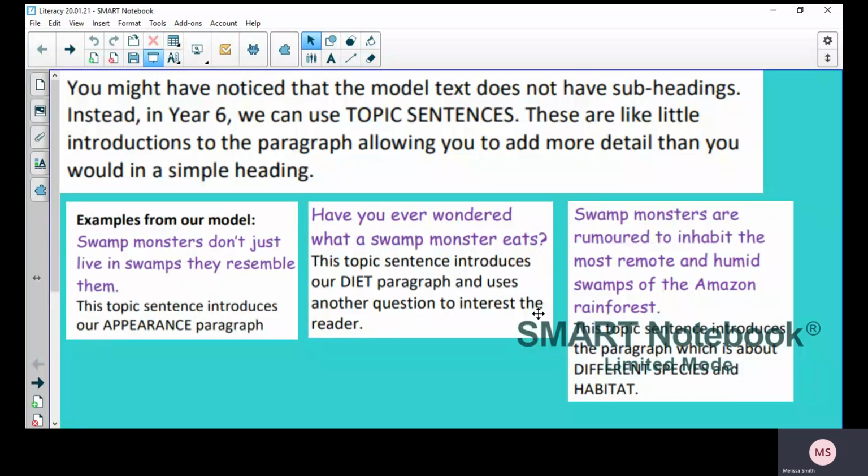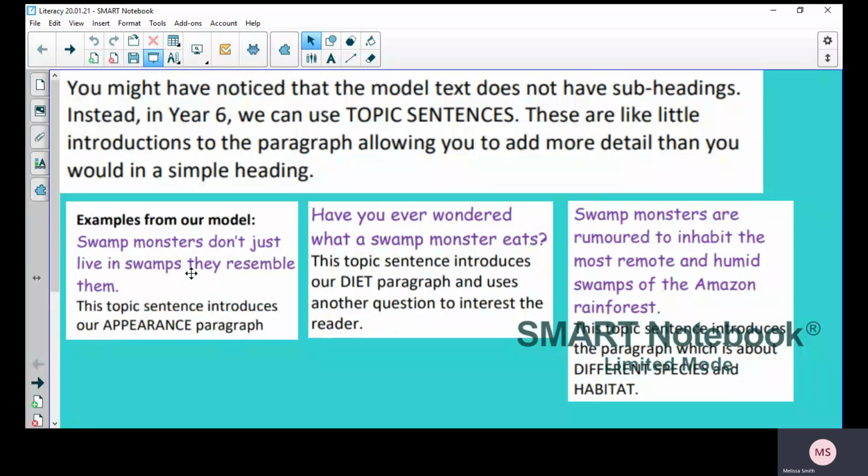So the first task today, we're going to be focusing on topic sentences. Now the job of a topic sentence is to introduce what that paragraph is talking about. And we use topic sentences instead of using subheadings. So lower down the school, you might use a subheading to tell the reader what the paragraph is about. But today we're going to be looking at how we can use topic sentences to do that.